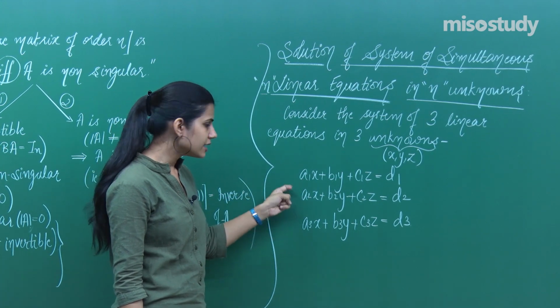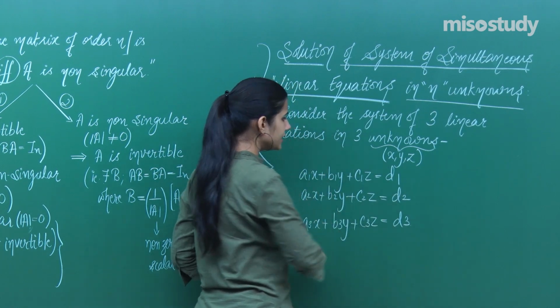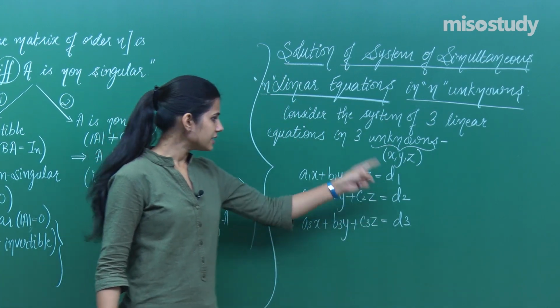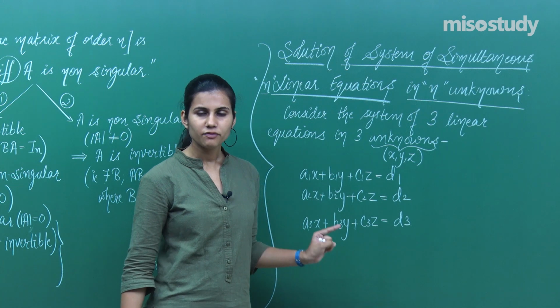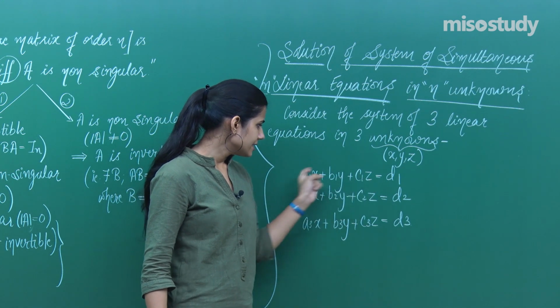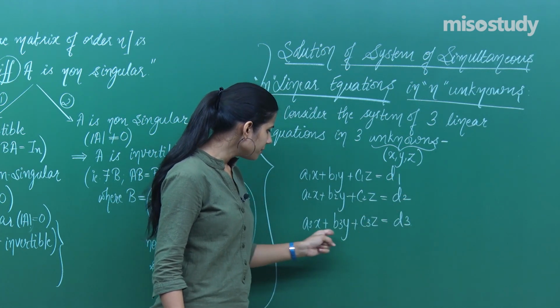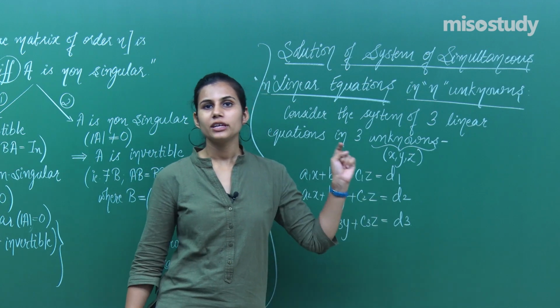If I have to find a solution, I don't have to find the solution of one equation, I have to find the solution of the entire system. Solution of this entire system means what? Find out that value of x, y and z which on being plugged over here satisfies equation 1, on being plugged over here satisfies equation 2, on being plugged over here satisfies equation 3 as well.